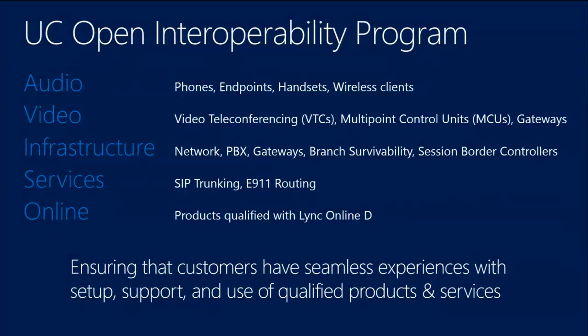So to talk specifically about that last point, those UC open interoperability programs, there's actually 5 pillars to that. Audio and video devices, infrastructure, which is a huge pillar, covers PBXs, gateways, SBCs, all those kind of things. Services, increasingly. And now we've also added online, which at this point in time is relatively narrow from a scope point of view, doesn't yet include the multi-tenant Office 365 capabilities, just the dedicated Link Online capabilities, but will over time increase and capture more capabilities. So those are the 5 pillars, and we'll talk about a few of them.